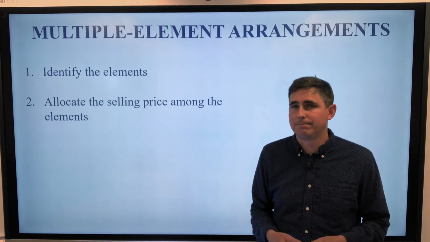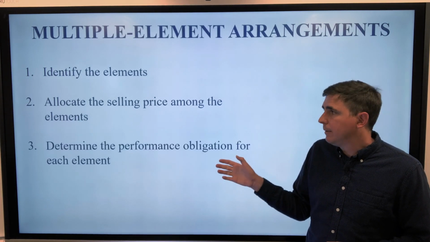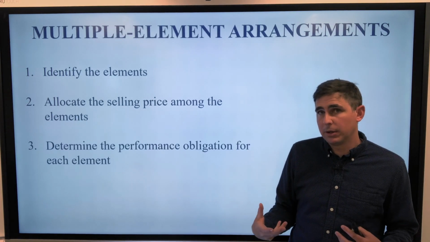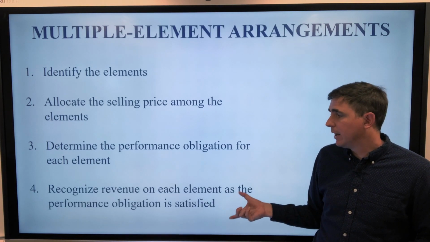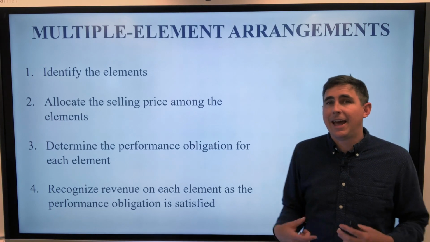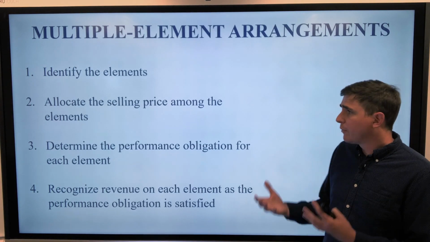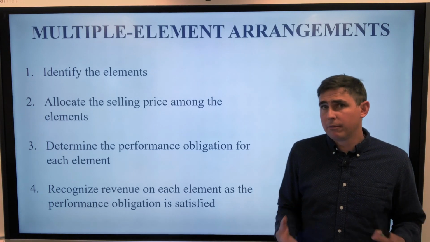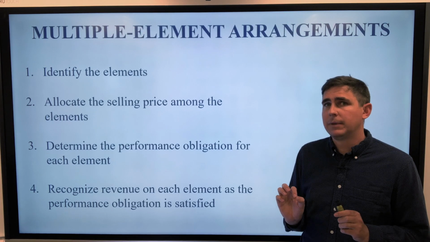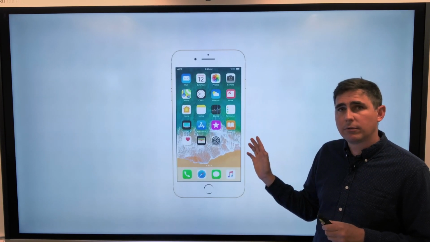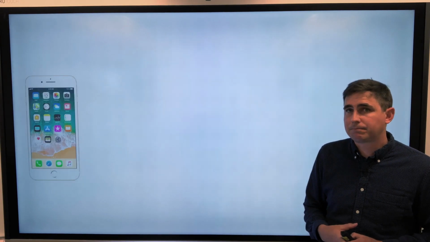So many times, step two here, allocate the total selling price to the elements, takes a bit of management judgment and estimation. But once you've completed step two, step three is to determine the performance obligation for each element. And finally, step four is to recognize revenue for each element as you satisfy that element's performance obligation. So that's how you account for a multiple element arrangement. And now let's go through kind of an interesting example of Apple's iPhone. The iPhone is a multiple element arrangement, and here's how.